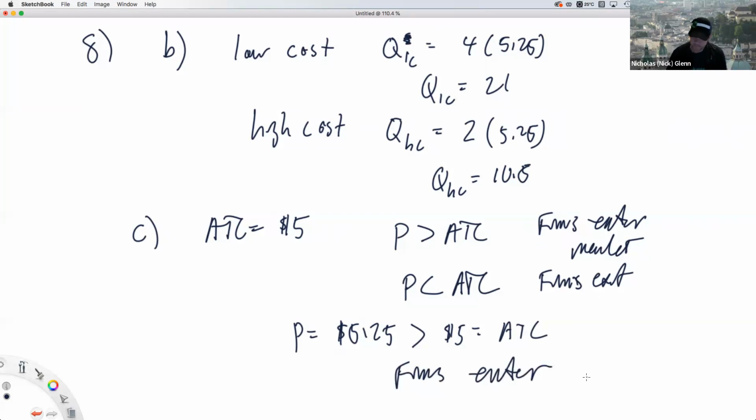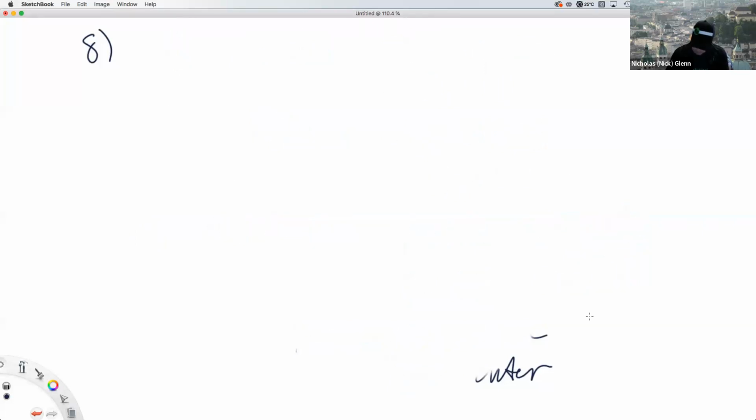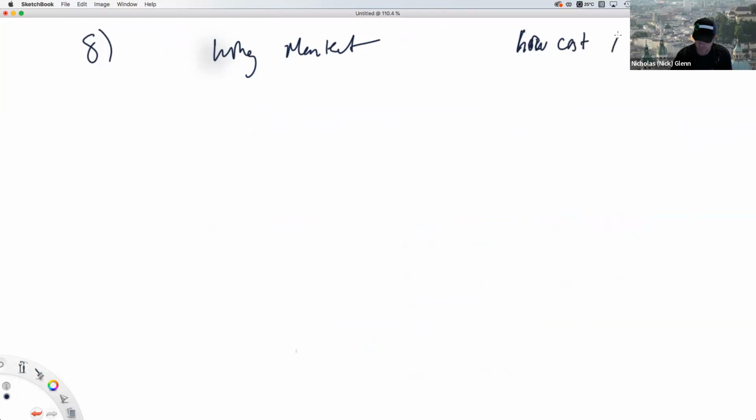Right? So now let's draw a diagram to illustrate what happens here. On one side, we're going to draw our market, the wing market. We'll also look at a low cost firm, a low cost restaurant.